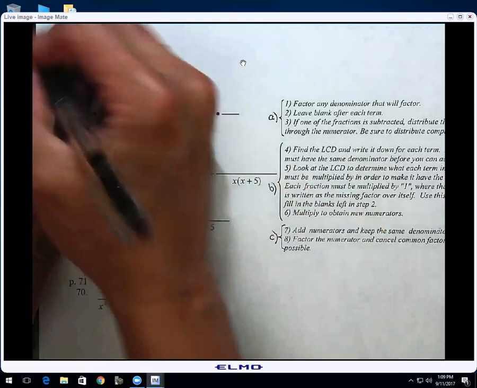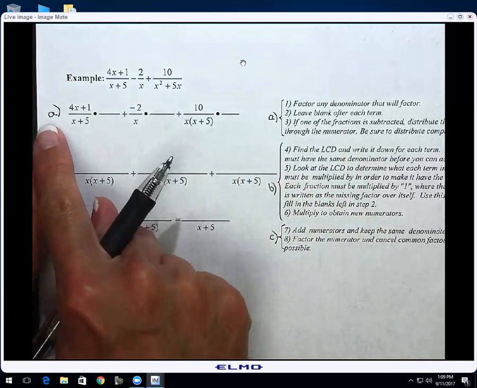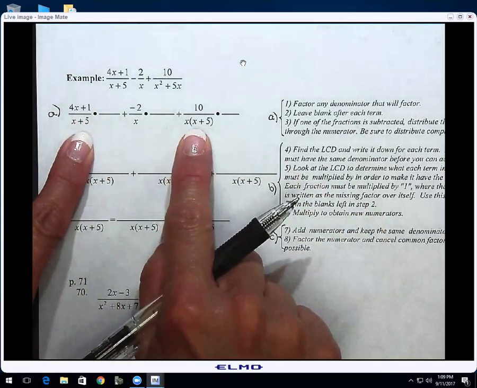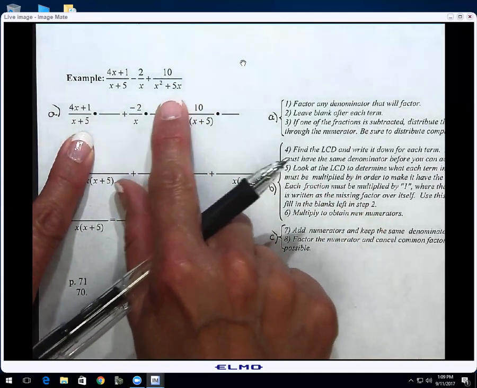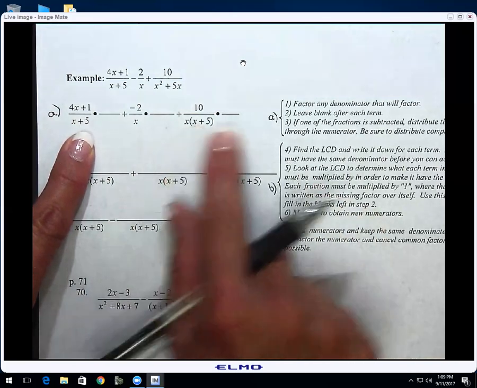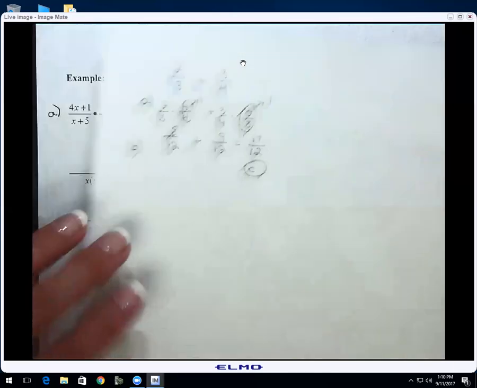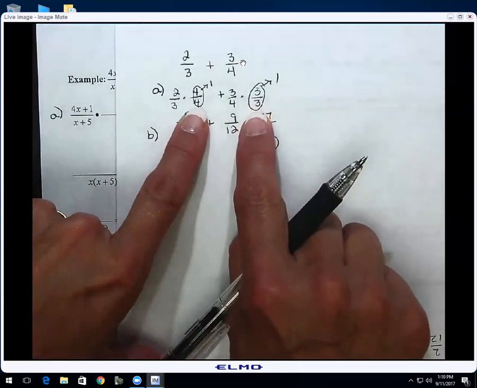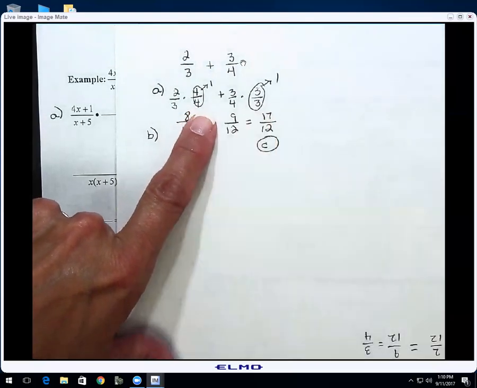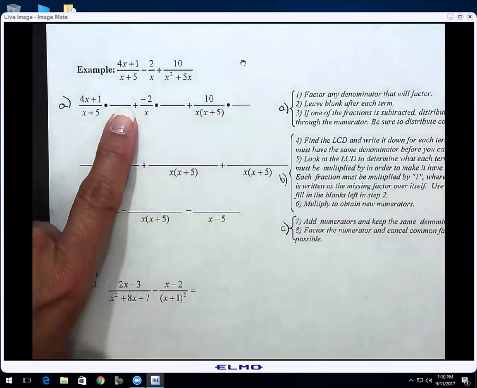Step A, this is my step A right here where I'm doing it. The baby steps for part A are: factor any denominator that will factor. The only one that would factor is this x squared plus 5x; I could factor out an x. Leave a blank after each term. Let me tell you why we do that. In a minute, we're going to need to go back and multiply each term by 1, just like we did in basic math.